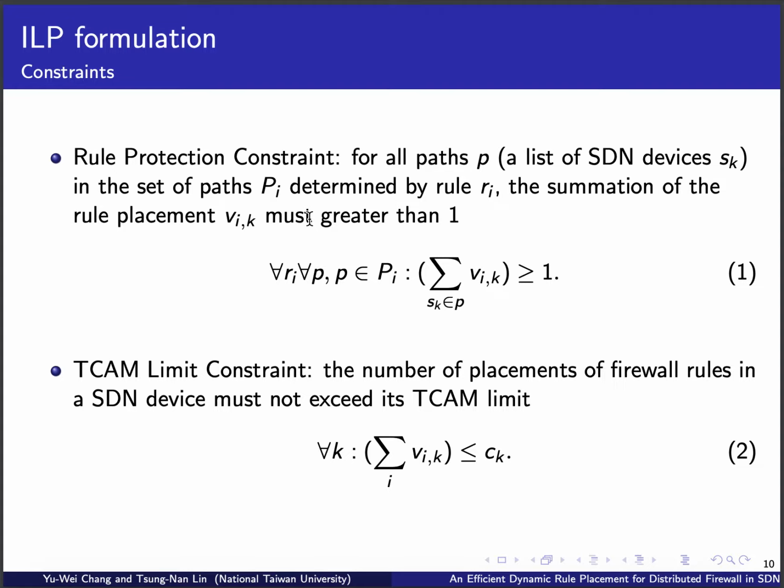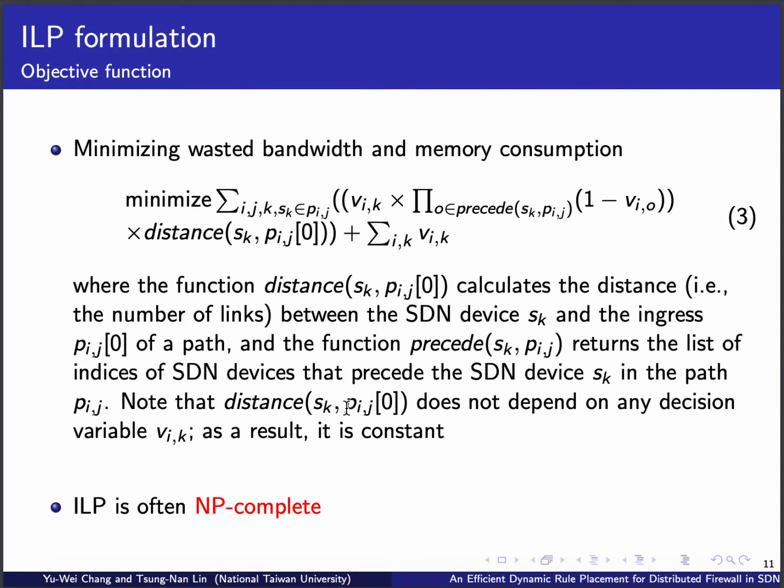And secondly, for every SDN device, TCAM memory is a precious resource, and we will have to limit the TCAM memory, and we will have to limit the rule placement on each SDN device. And this is the meaning of the TCAM limit constraint. Well, we have this objective function that minimizes the wasted bandwidth and memory consumption. The wasted bandwidth is the bandwidth that is induced by the placement of the firewall rule.